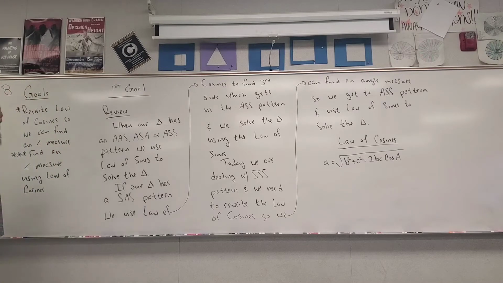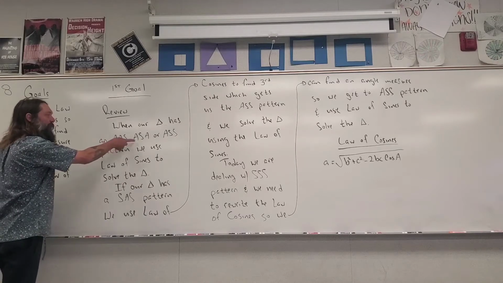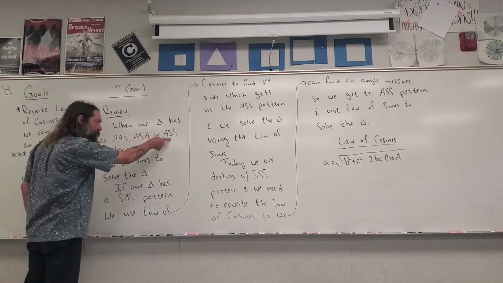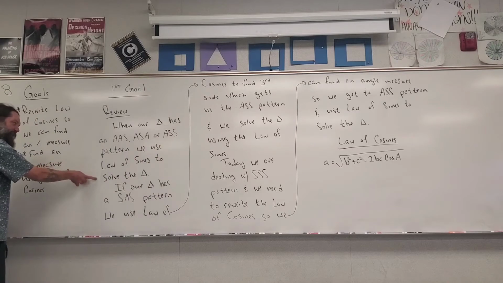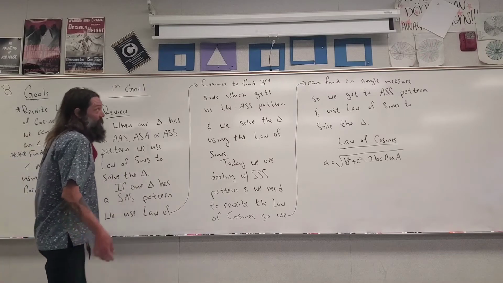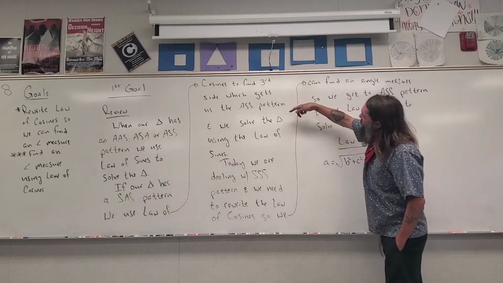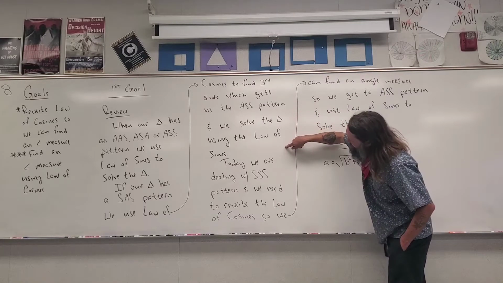When our triangle has an angle-side-angle or angle-angle-side pattern, we use the law of sines to solve the triangle. If our triangle has a side-angle-side pattern, we use the law of cosines to find the third side, which gets us to the angle-side pattern, and we solve the triangle using the law of sines.